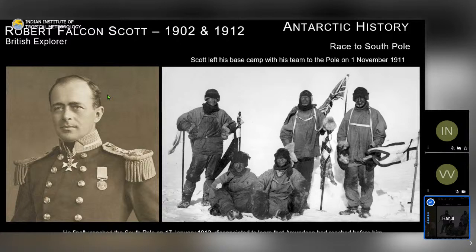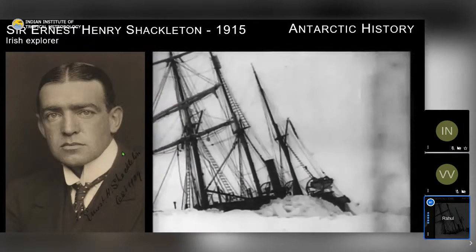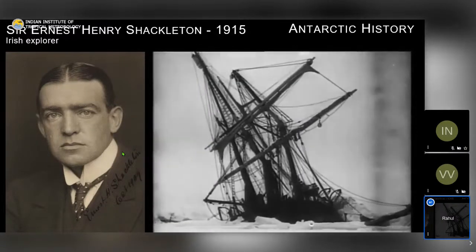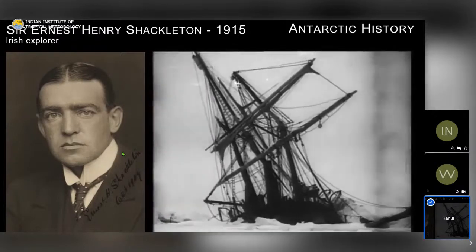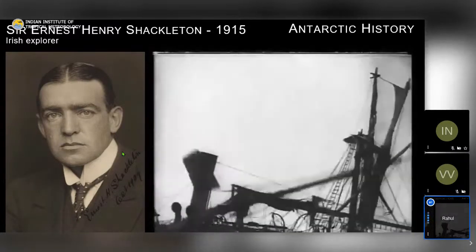So this was one of the heroic phases, and then you have another British sailor who sailed with Robert Falcon Scott in 1902, and this time Ernest Henry Shackleton decided that he would take the ship Endurance and cross Antarctica. The Endurance loses her final struggle. But his goal was not attained. This was Antarctica's greatest adventure ever.